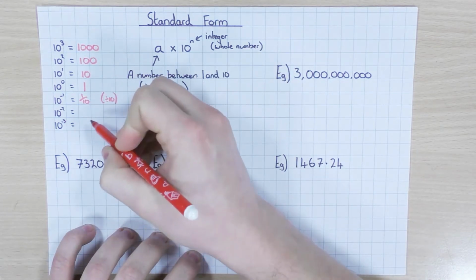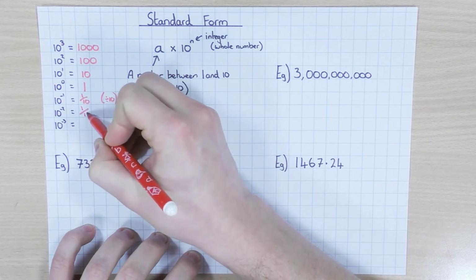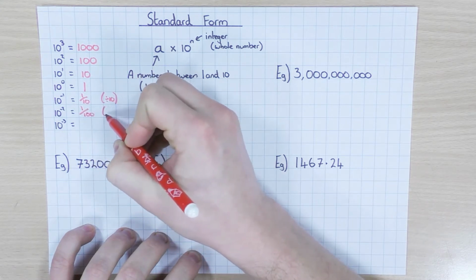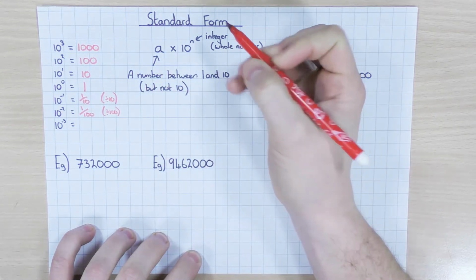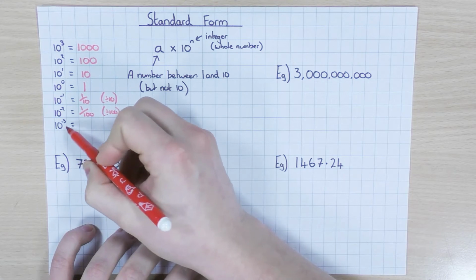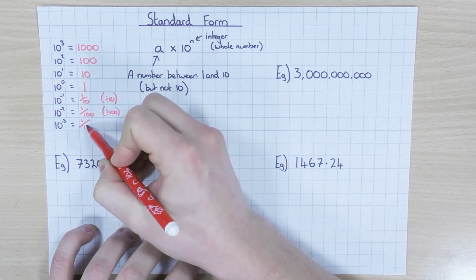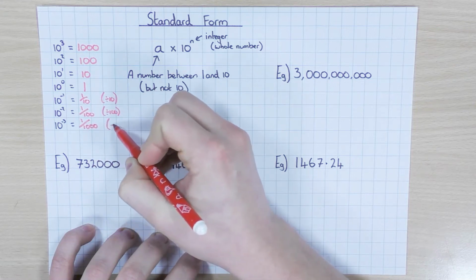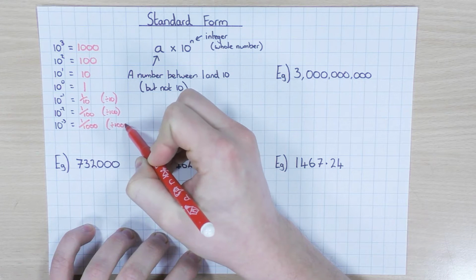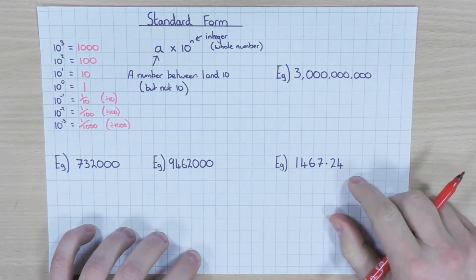This one here, 10 to the power of minus 2. So again, I'm going to divide by 10 again. That's the same as saying 1 over 100, or essentially, we are just dividing by 100. And this one here, 10 to the power of minus 3, again I'm going to divide by 10, so that's the same as saying 1 over 1,000, which is the same as divide by 1,000. Okay, that's going to come in really handy when dealing with standard form.